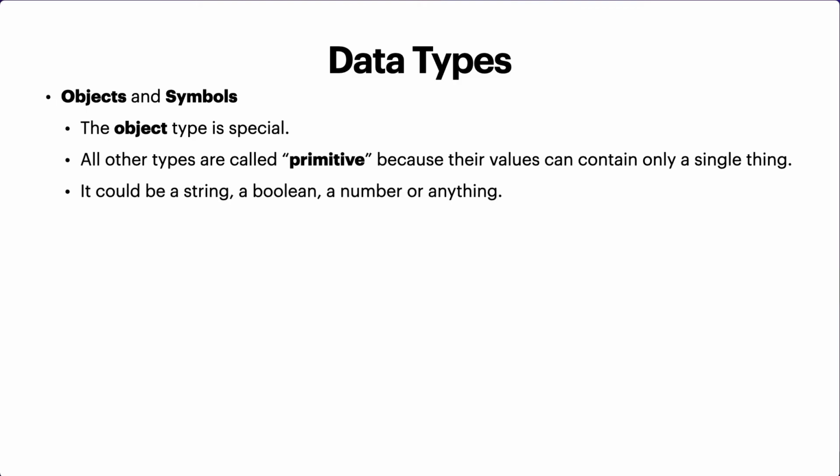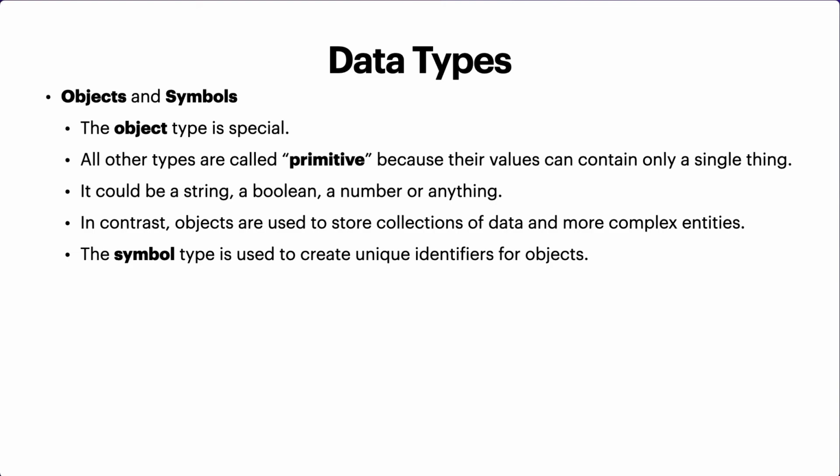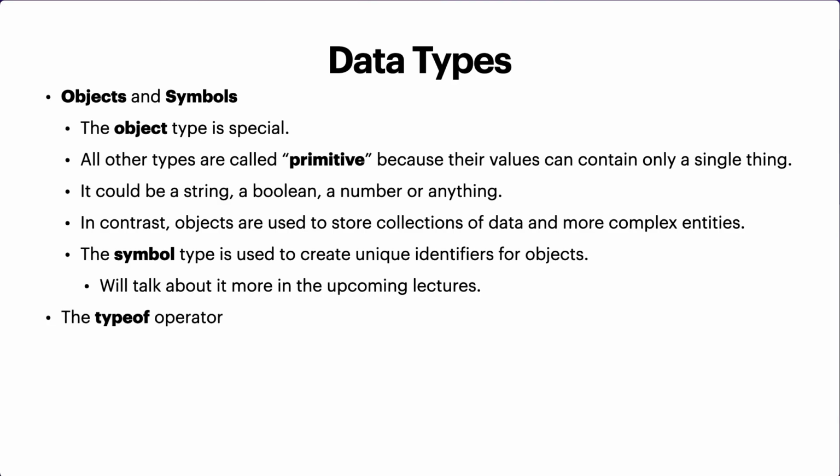But in contrast, objects are used to store collections of data and more complex entities. Basically, an object can be a combination of all those data types, and it can store multiple values. The symbol type is a different type, and it is used to create unique identifiers for objects. We'll talk about it more in the upcoming lectures. So yeah, let's just not sweat about it for now.